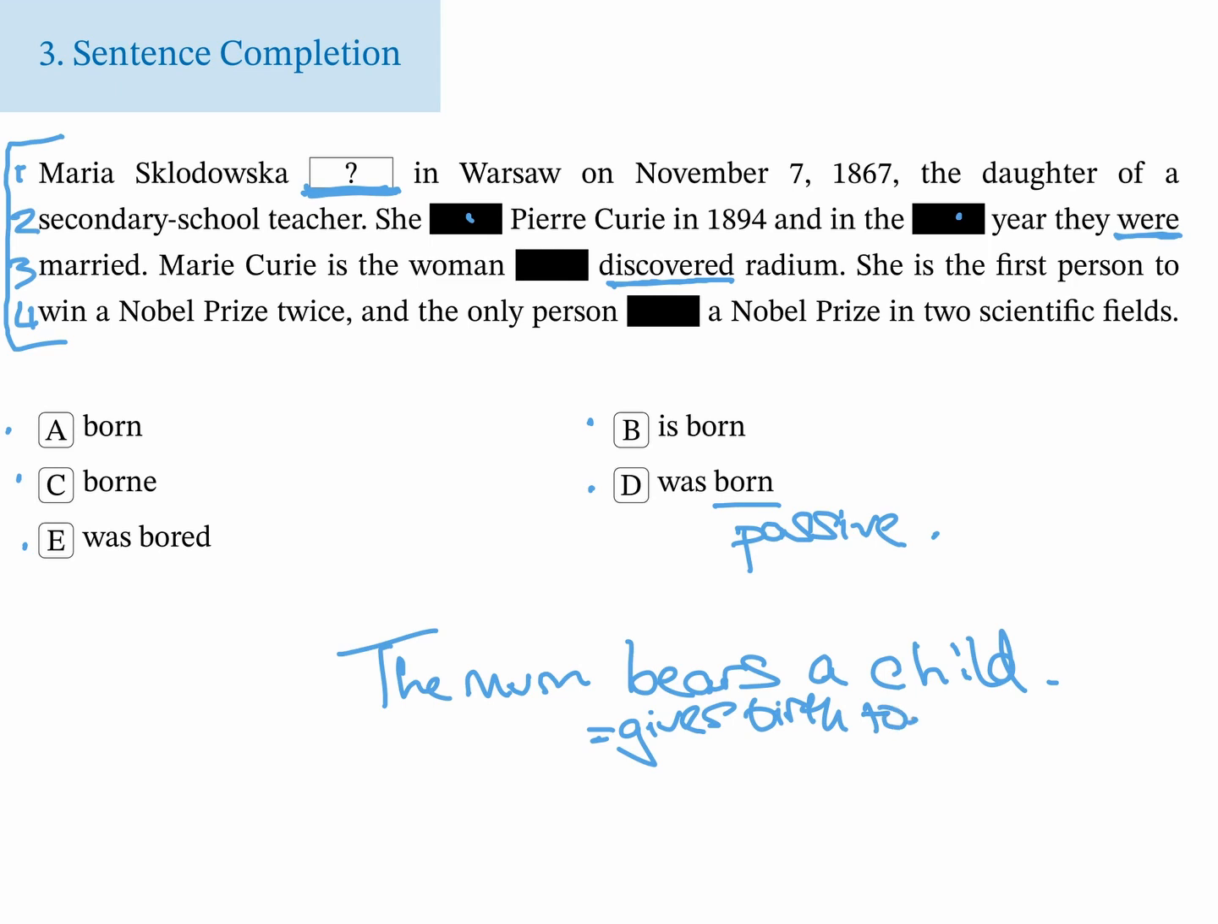We know that it's not this one because this one is in the present, and here we find that the story is in the past, and not only that, but we even have a date. We know that this is definitely in the past.